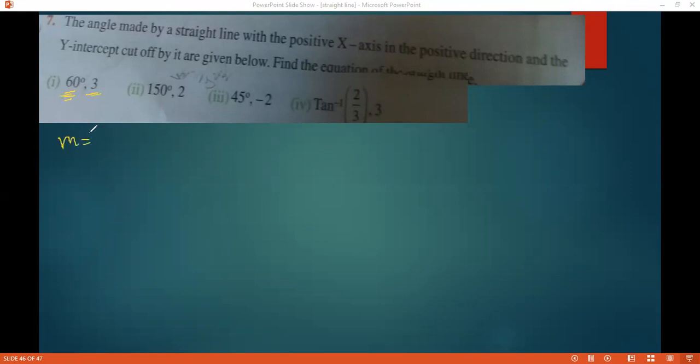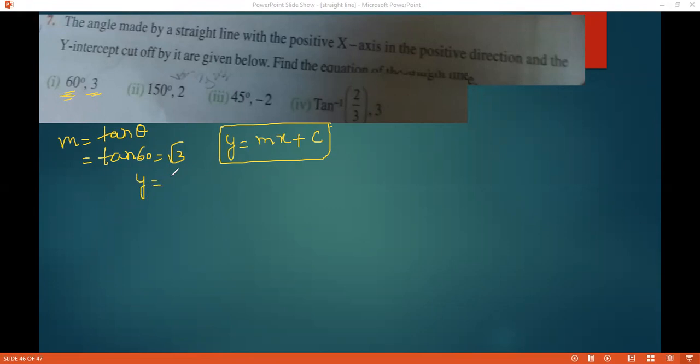So m is equal to tan theta, right? So m is equal to tan 60. Tan 60 is root 3, right? And slope you know, and also y-intercept you know. The y-intercept is nothing but c. So what is the form? Slope-intercept form, y is equal to mx plus c. So y is equal to root 3 x plus c. Intercept is 3, right? So y is equal to root 3 x plus 3.